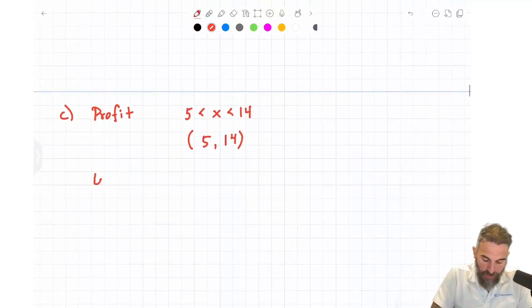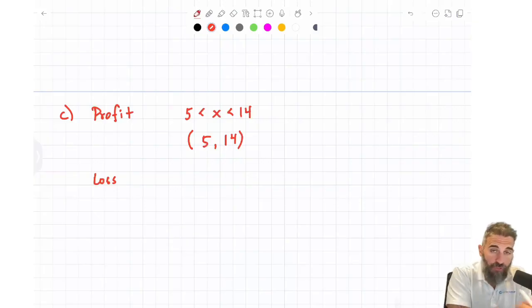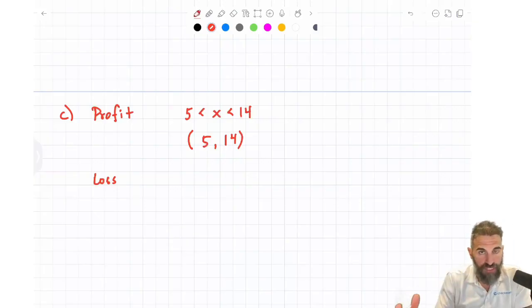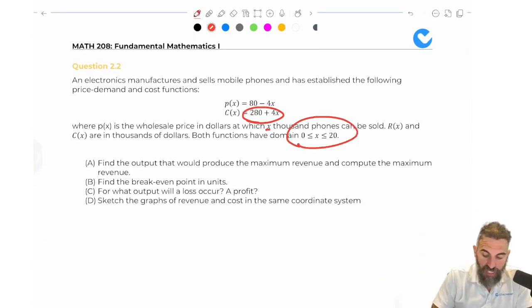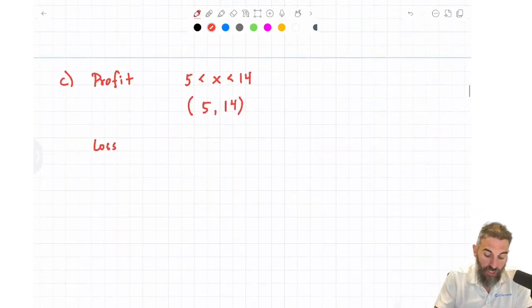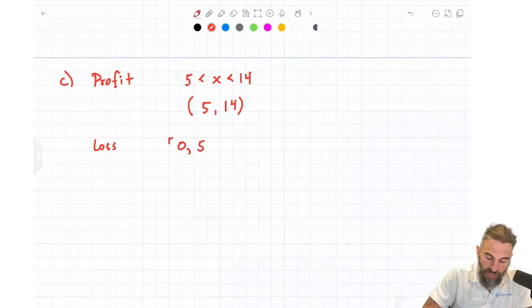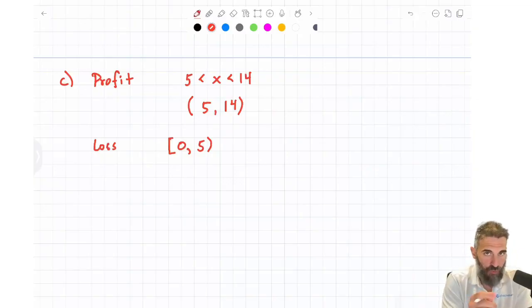Same thing with the loss. The loss happens before 5. So if you sell less than 5 and if you sell more than 14, now you want to be careful here because in the context, you don't want to go all the way to infinities. You can't sell infinity units, and you can't sell negative infinity units, which is why we gave you this domain here. This is basically everything. Nothing should exist outside of this range. So we're going to say here that you would incur a loss between 0 and 5. Include the 0. Do not include the 5. At 0, you would actually lose money. At 5, you would break even.